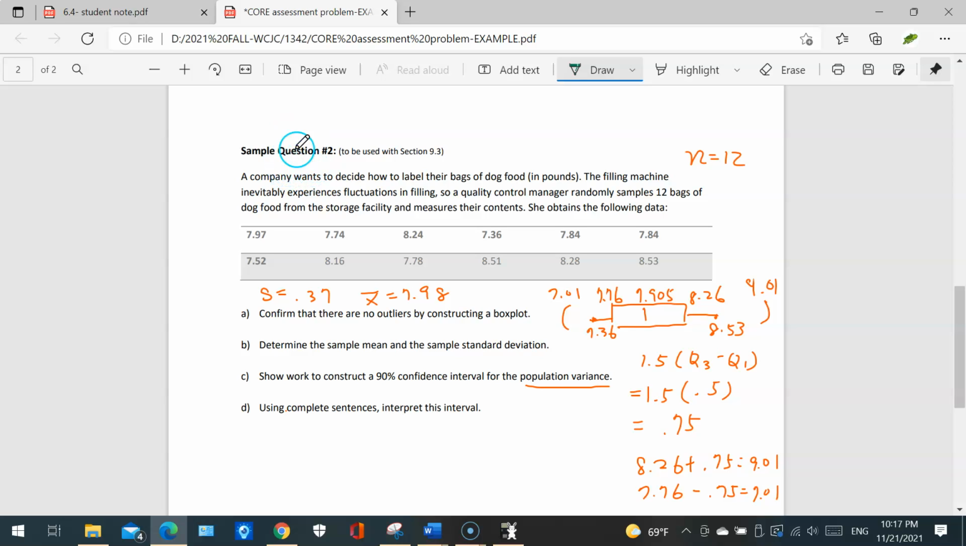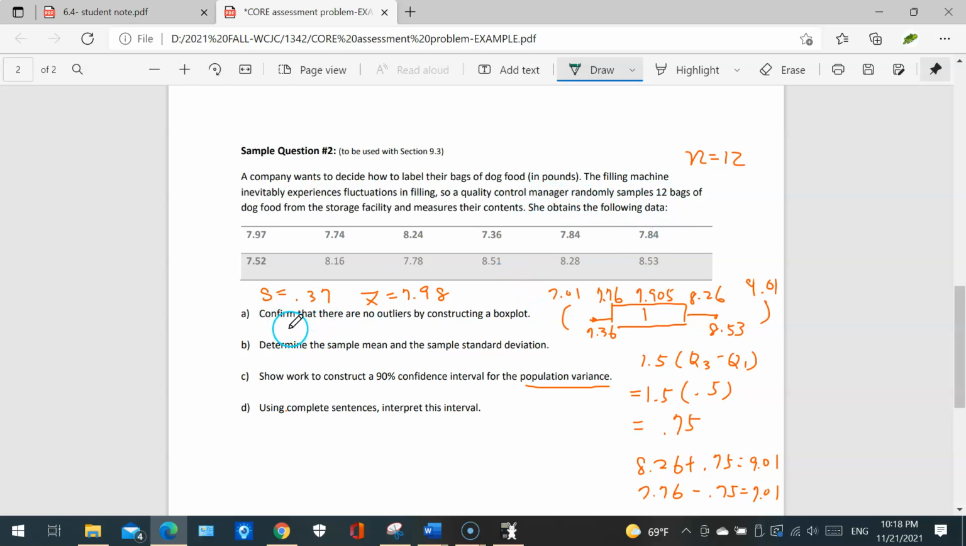Now we look at the other one. A company wants to decide how to label their bags of food, the dog food. The filling machine is inevitably experiencing fluctuations in filling. So a quality control manager randomly selects a sample of 12 bags of dog food from the storage facility and measures their content. So she obtained the following data.